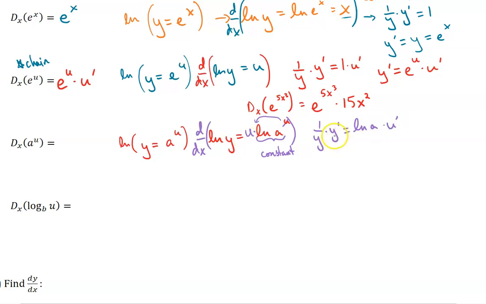Okay, and then to solve for y prime, multiply both sides by y, and we get y prime equals the natural log of a times a to the u, which is y. Okay, y was a to the u, so I'm multiplying by the original function, and then times u prime. Okay, so that is my derivative of a to the u: natural log of a times a to the u times u prime.